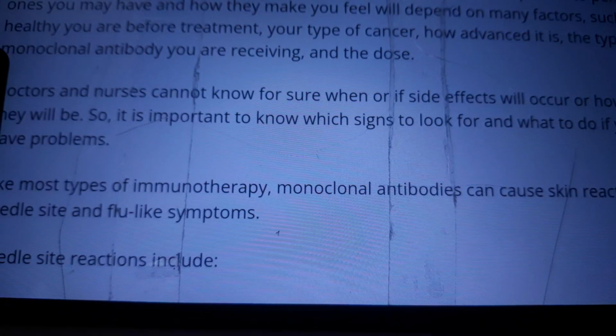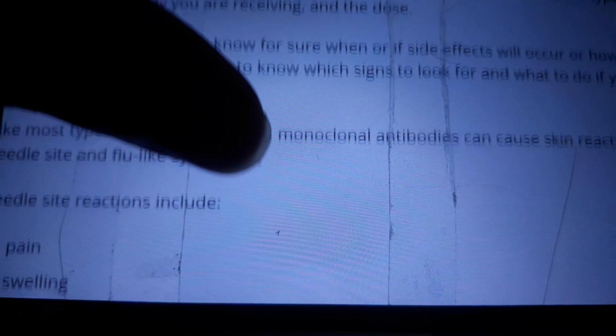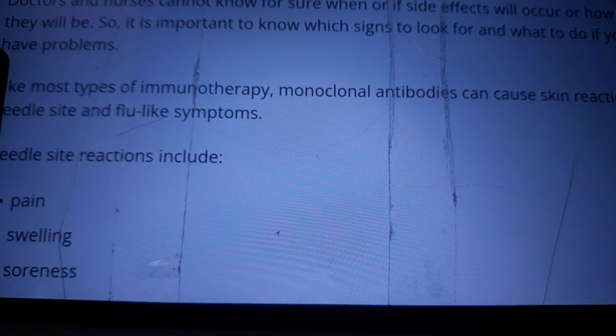Now, monoclonal antibodies can cause side effects which can differ from person to person. The ones you may have and how they may make you feel will depend on many factors, such as how healthy you are before treatment, your type of cancer, how advanced it is, the type of monoclonal antibody you're receiving, and the dose. The doctors and nurses cannot know for sure when or if side effects will occur or how serious they will be. So it is important to know which signs to look for and what to do if you start to have problems, right?